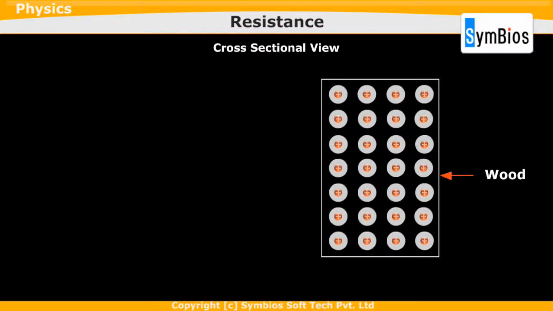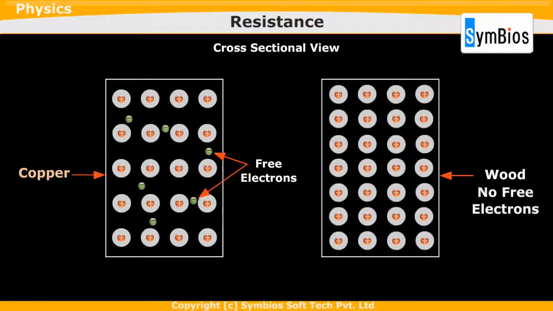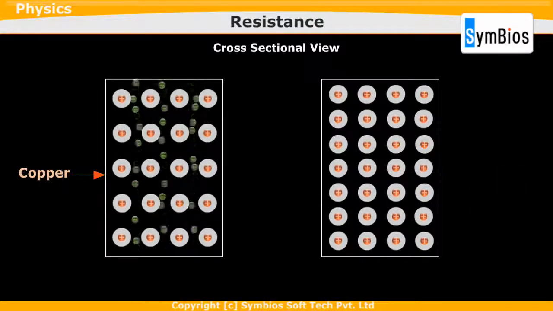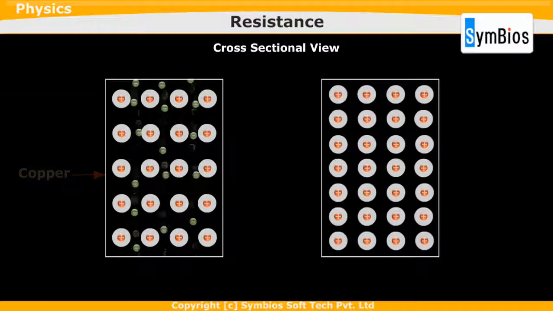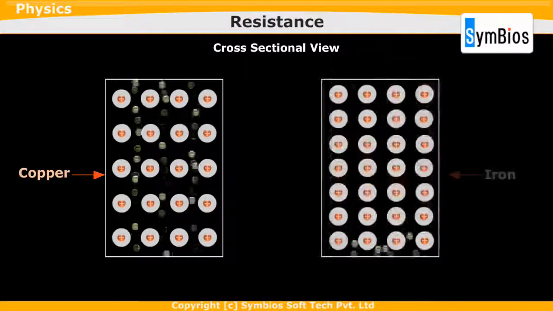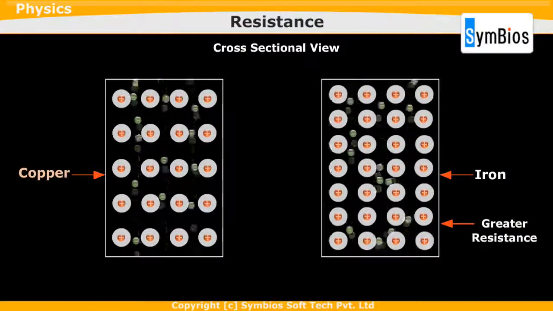Resistance depends on the nature of the material also. In some materials, there are free electrons that can move about freely, while in some others there are no free electrons. When there are more electrons to move about, more current will flow and resistance will be less. In some materials like copper, there will be very few collisions and hence lesser resistance, while in some others like iron, there will be more collisions and hence greater resistance.